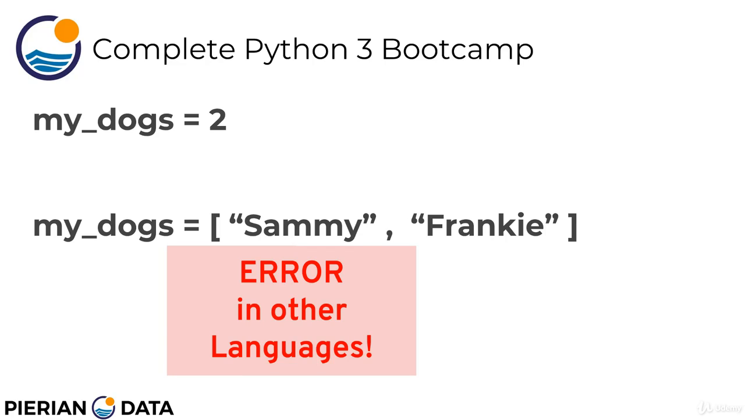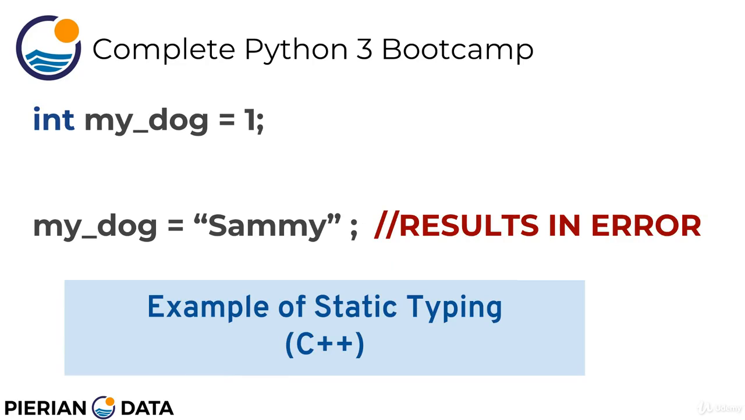And that's because these other languages are statically typed. Meaning, in the other language, such as C++, you'd have to say int for integer, and then say my dog is equal to whatever integer value you want, such as 1. And then later on in your code, you would not be able to assign it a different data type. You would not be able to say my dog is equal to Sammy, because that's no longer an integer, and that would result in an error.